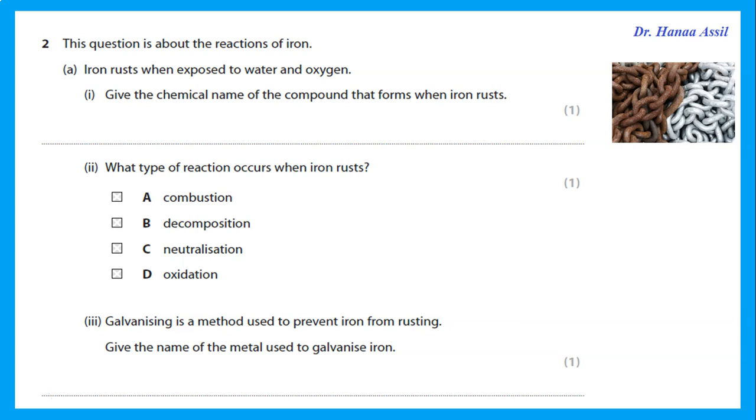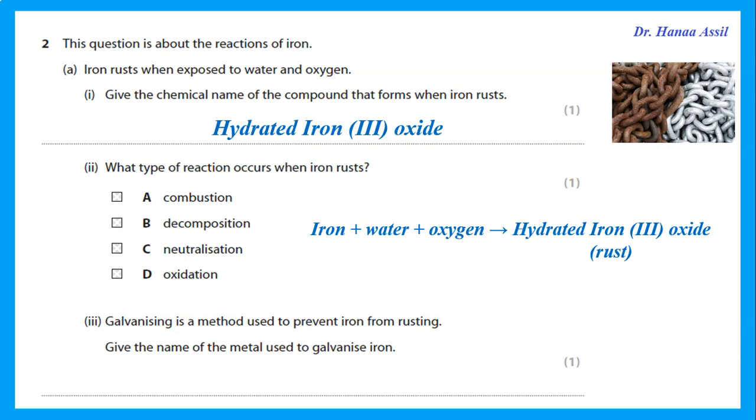Now, what does the air contain that the iron reacts with? Remember that the iron, in order to rust, has to have both water and oxygen. So it takes water vapor from the air, oxygen, and it becomes hydrated iron 3 oxide. So this is what we call rust. So the chemical name of rust is hydrated iron 3 oxide.